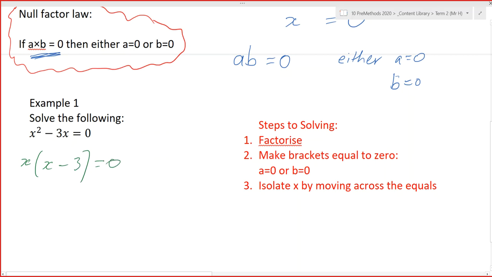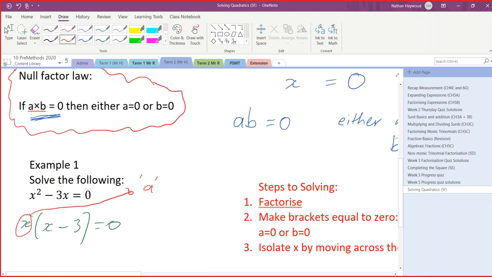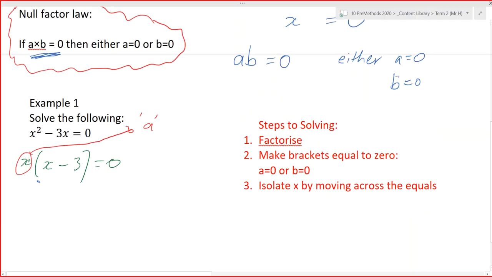Now that we've factorized, can you see that we've split it into two numbers or two factors? This x here is our A value, and this x minus 3 here is our B value. So we've got x, which is A, times x minus 3, which is B. A is equal to 0, or B is equal to 0.